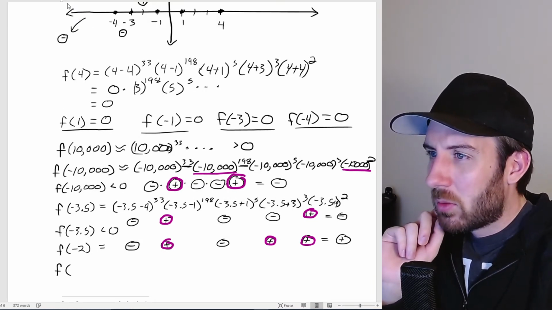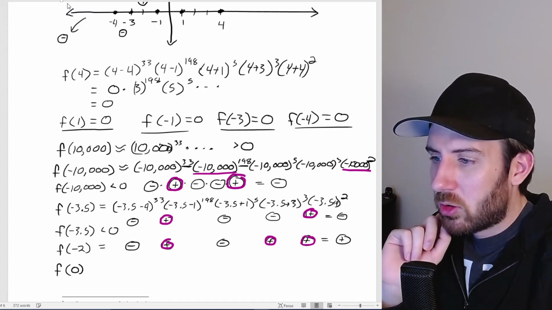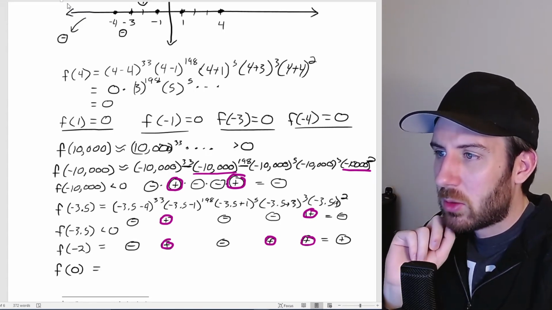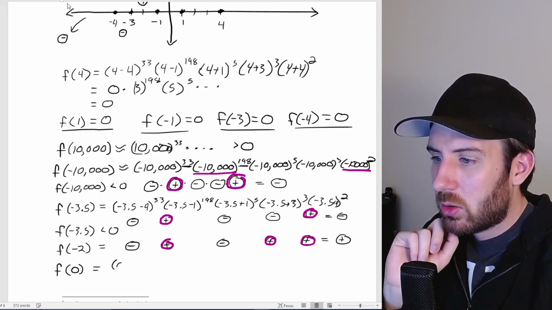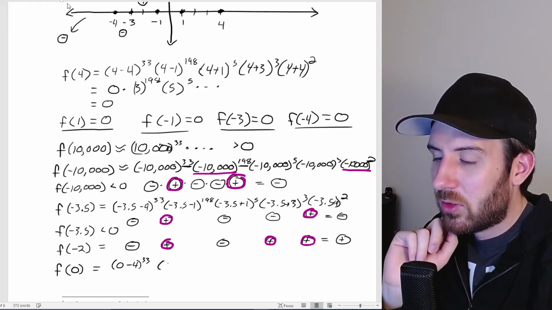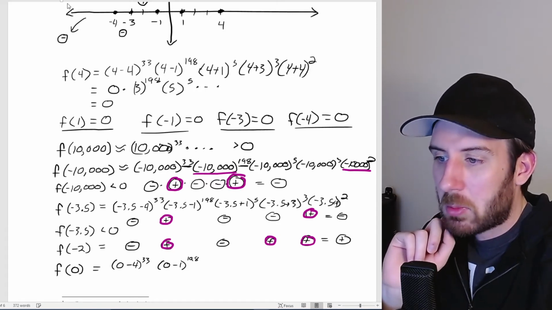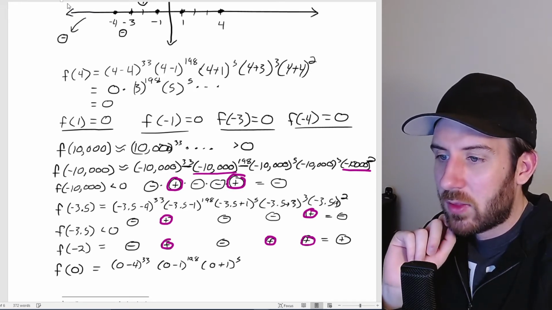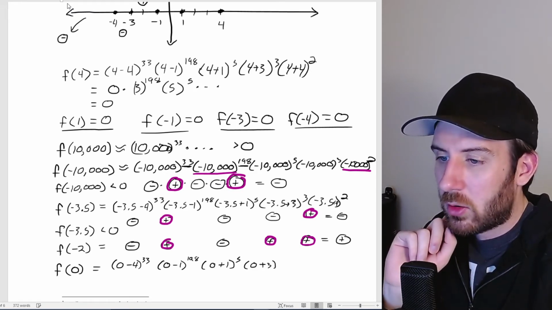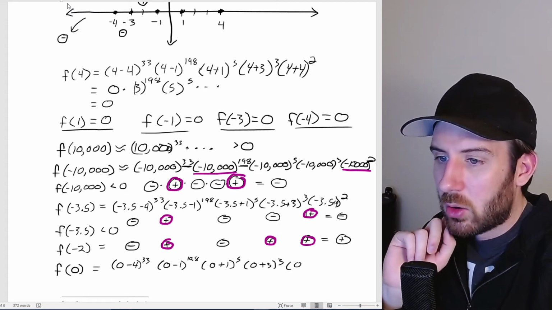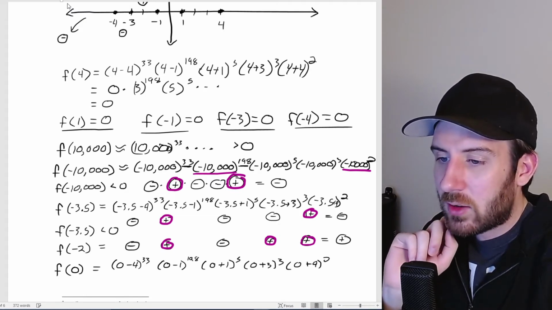F of negative 1, between negative 1 and 1, 0 would be a good option. So let's put that in. So now I'm going to be doing 0 minus 4 to the 33rd power. And then 0 minus 1 to the 198th power. Oh, but I already know that that's going to be positive. And then I've got 0 plus 1 to the 5th. And then 0 plus 3 to the 3rd. And then 0 plus 4 to the 2nd.